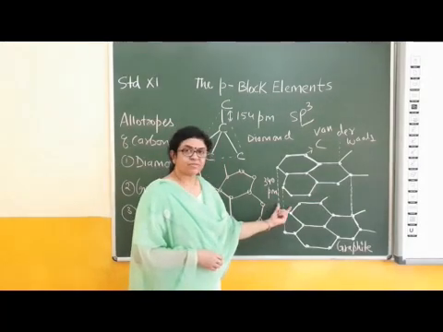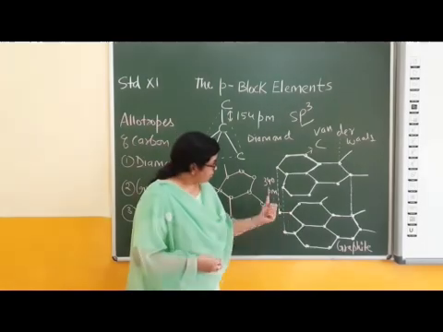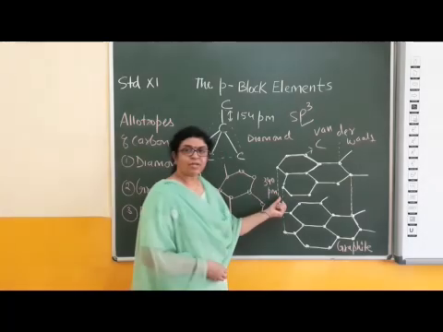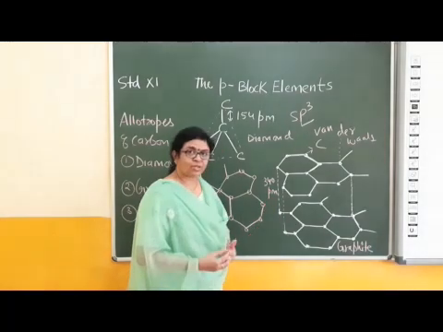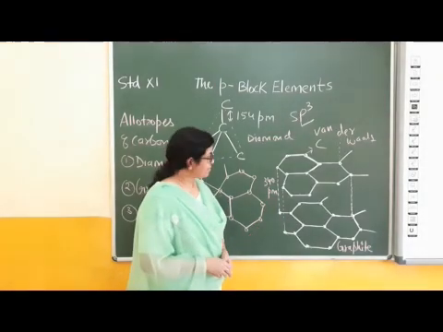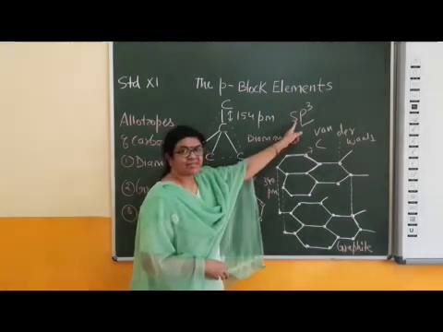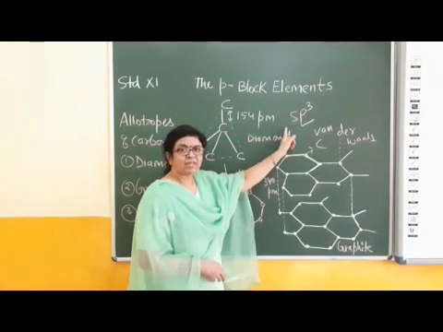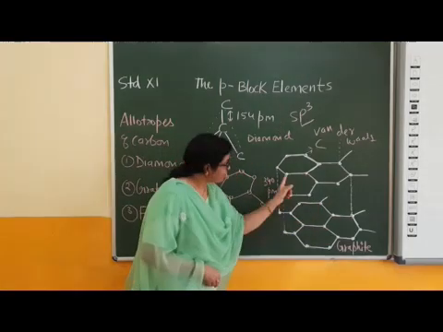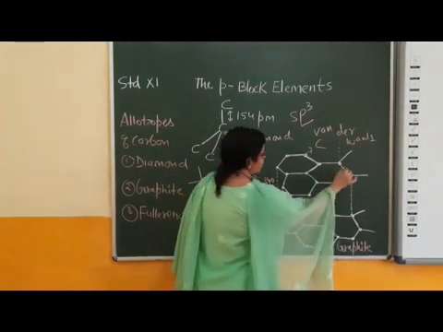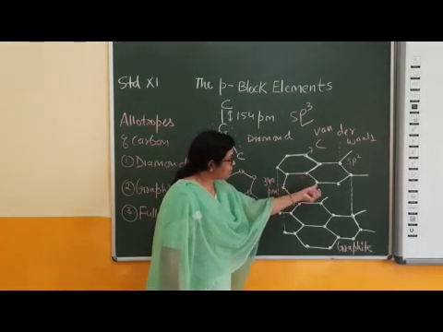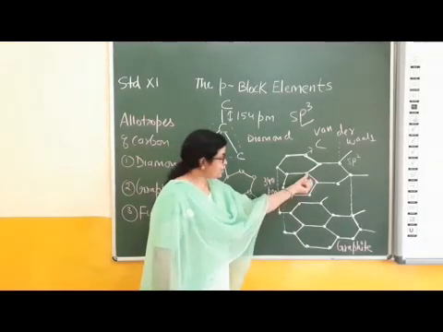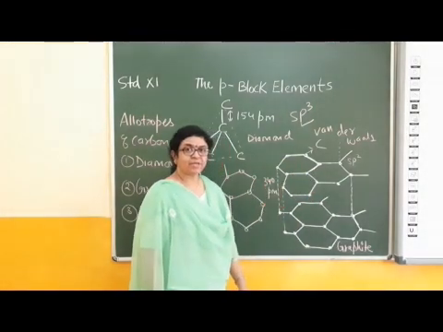Next feature: graphite is soft. The fourth valence electron is free and delocalized; its position is not fixed. In terms of hybridization, carbon in diamond is sp3 hybridized and in graphite carbon is sp2 hybridized. Why sp2? Only 3 atoms are attached to the central atom. Each carbon atom is sp2 hybridized.